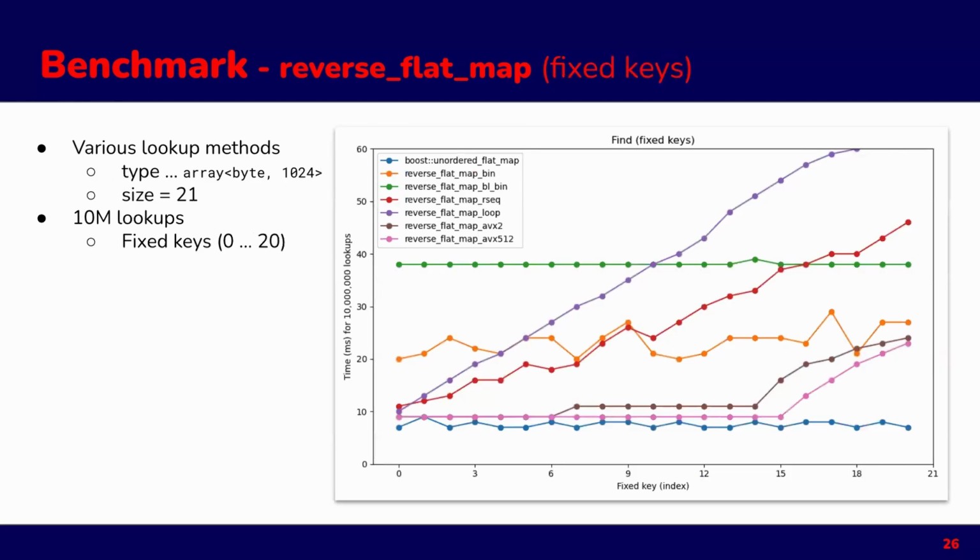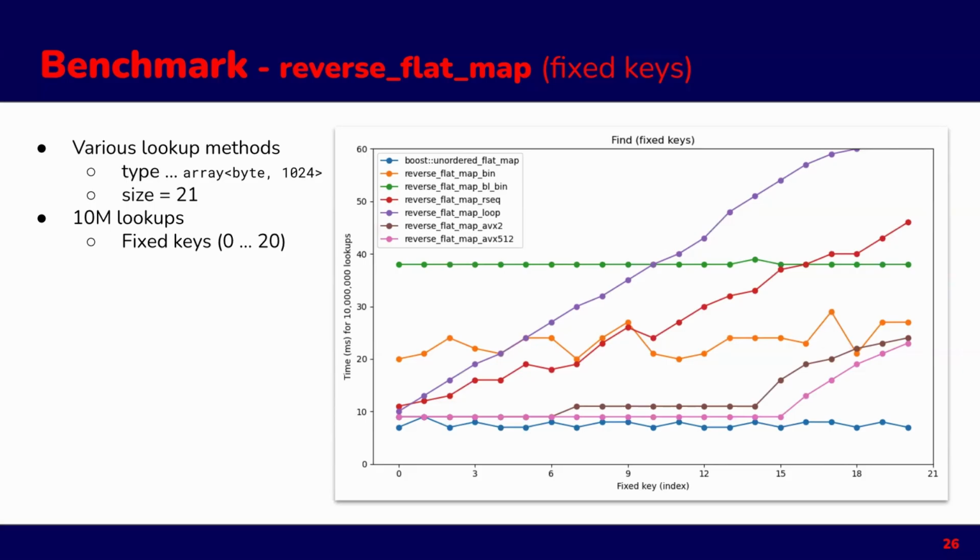Okay, this is the fixed keys benchmark. So we just have a few interesting facts. Here is the branchless binary lookup. You can see it's not very fast, but really stable, just like the hash lookup. And then here the pink line, it's the AVX 512. You can see that for the first 16 keys, it's basically constant, and then it goes linearly up. And for AVX2, you can see that there is one step at index 8.